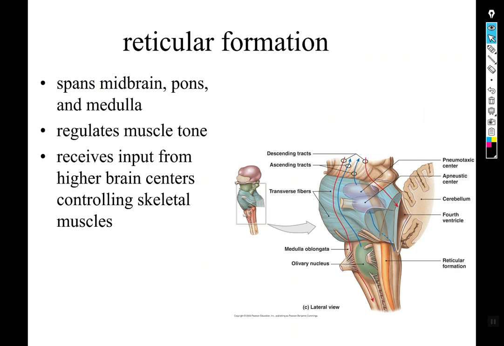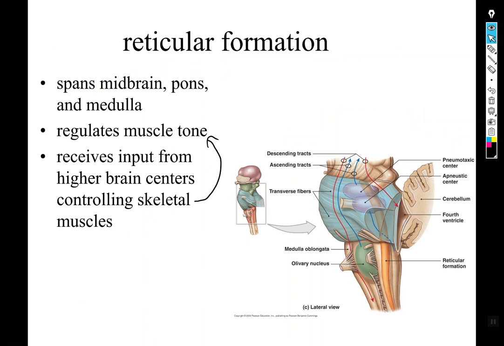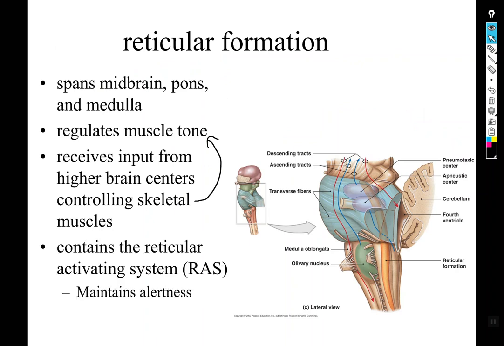And it does a bunch of different stuff. One thing it helps to do is regulate muscle tone, so control the resting state of partial contraction. Another thing it does is receive input from higher brain centers, so it can feed back on skeletal muscles. That's one way that it regulates tone. It also contains a system called the reticular activating system.